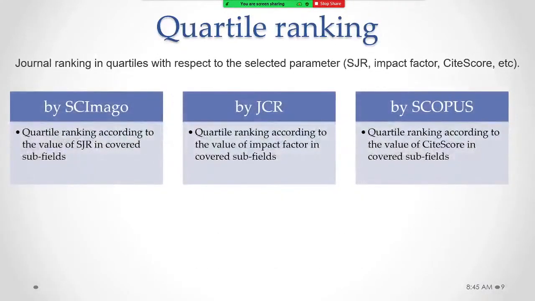Quartile ranking can be performed, as I said before, with respect to a selected parameter. The most frequently used and mentioned quartile rankings are the ones provided by SCImago. This quartile ranking has been performed according to the value of the SJR parameter in covered subfields. The quartile ranking provided by the Journal Citation Reports of Clarivate is calculated with respect to the values of impact factor in covered subfields, and quartile ranking can also be performed according to the values of CiteScore in covered subfields.